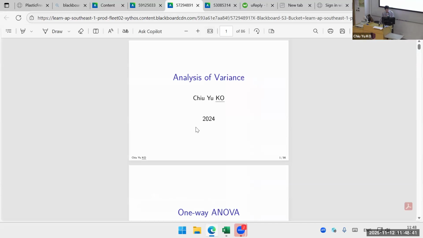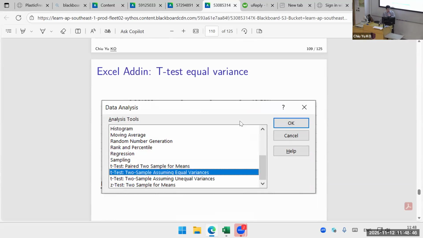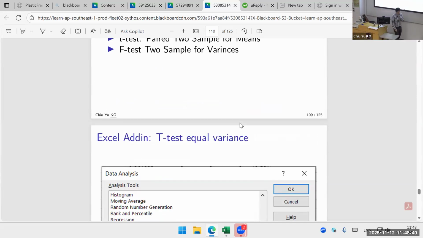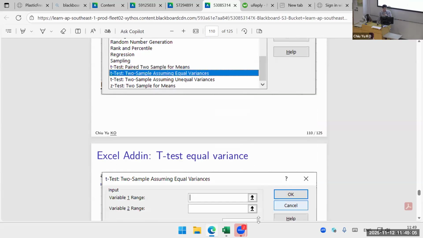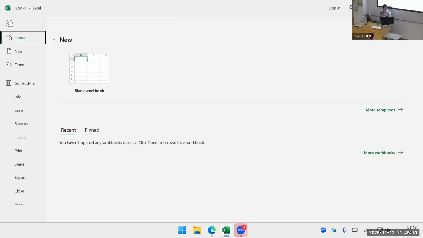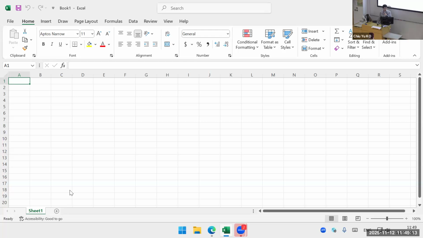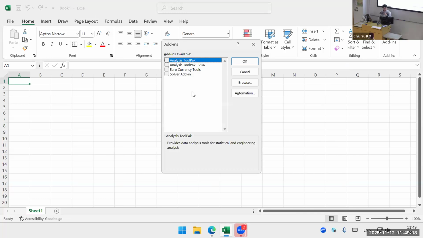Okay, so let's quickly finish this add-in, right? This add-in is just telling you that we have these three things: the t-test, equal variance, and unequal variance, okay? And for example, if you use the add-in, just make sure that you know what we're doing. The add-in will be just Excel here. If you do Windows, it will be File, Options, and then Add-ins.